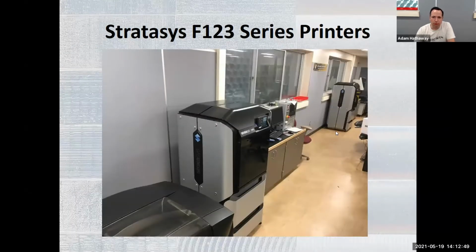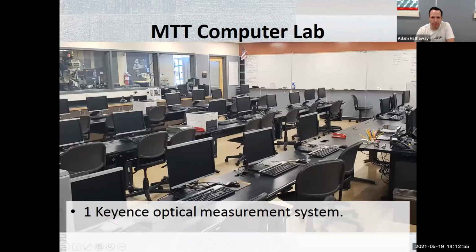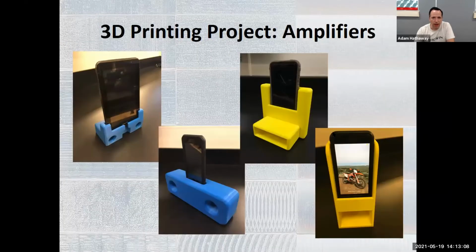Here's a little more close-up of our printers. These print 12 by 12 by 10, so you can make some pretty large parts in these guys. The other part of our lab is the machining lab over here, which you can see through this window, and we also have another key inspection device over there.